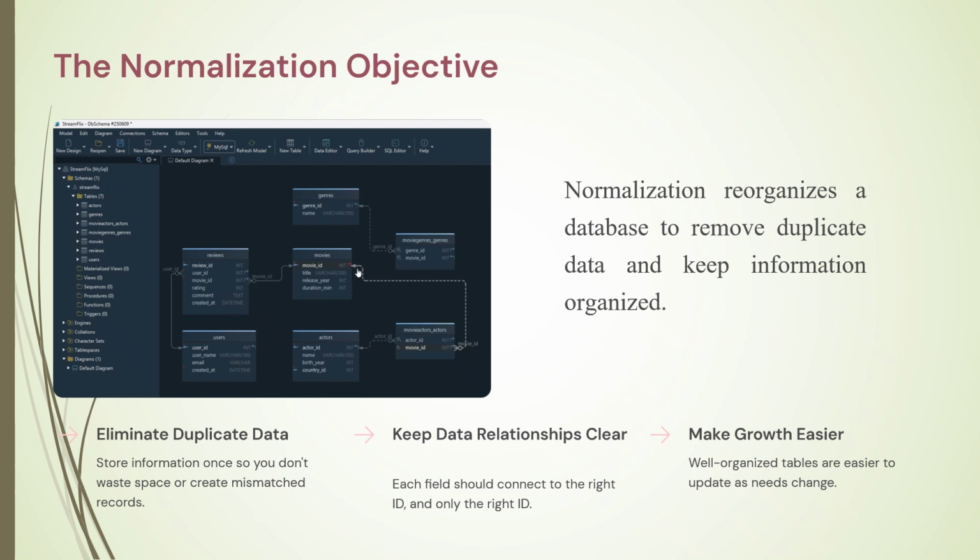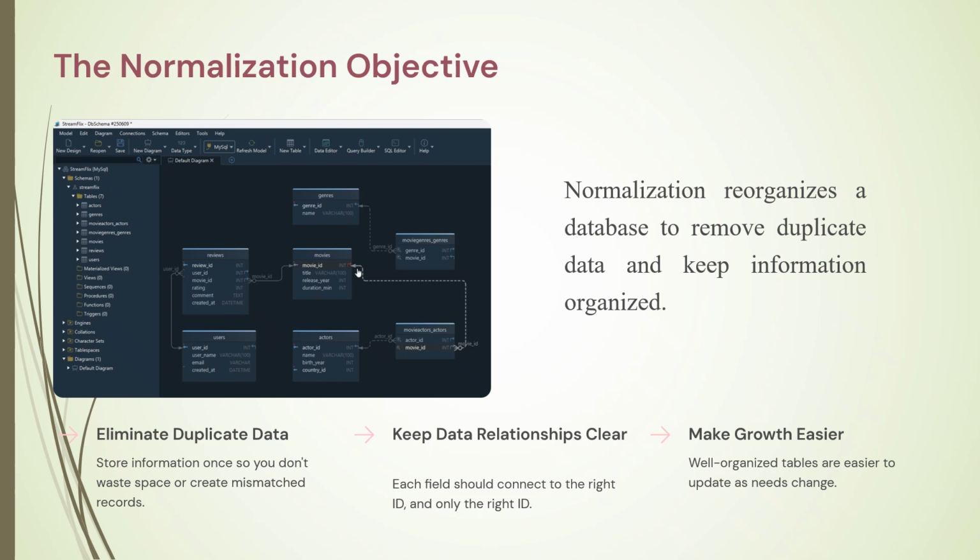The second goal is to maintain data integrity. Data integrity means information remains accurate and consistent. When customer information changes, only one record needs updating. The third one is to improve database scalability. That is, make growth easier.